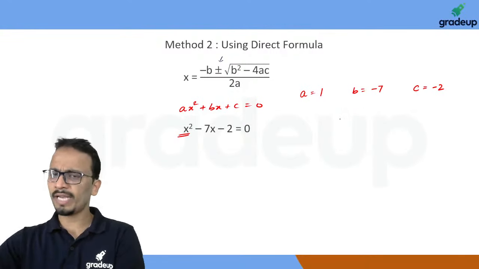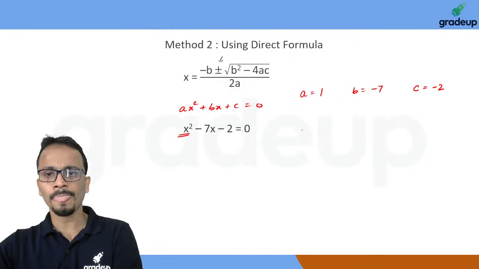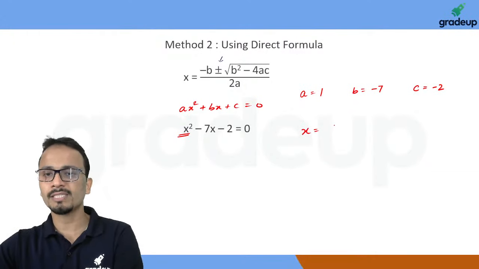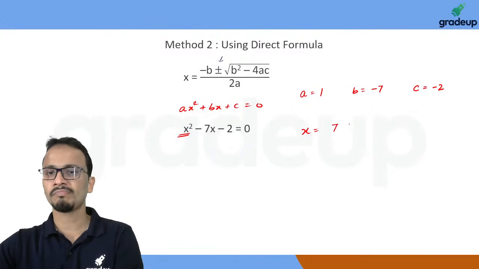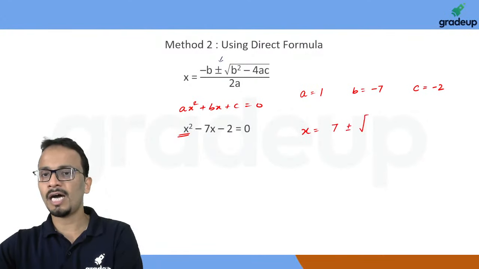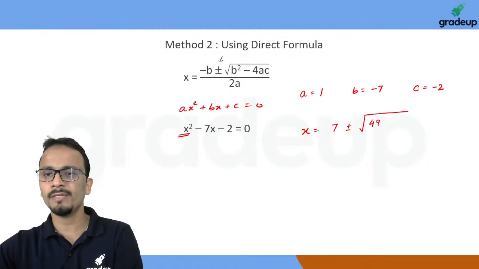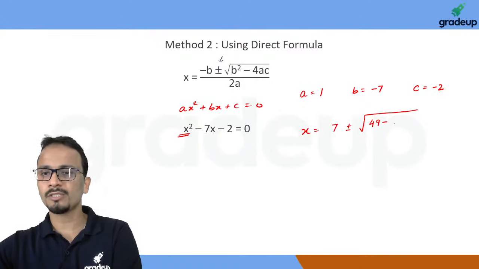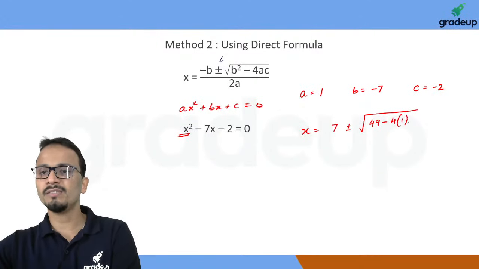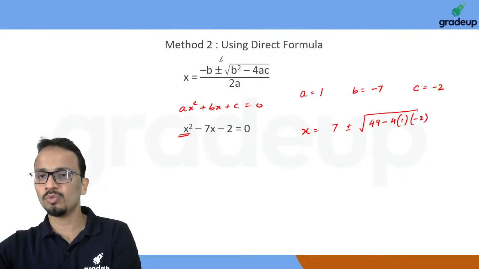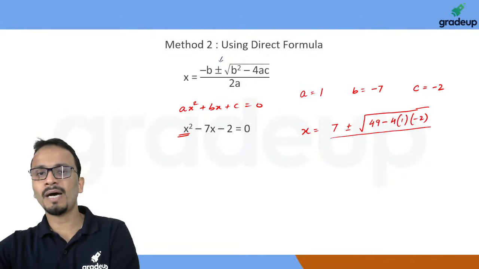Okay, so I'll try to write it myself. The value of x will be minus b, that is minus of minus 7, which will become plus 7, plus minus under root of b square. Minus 7 square is 49, minus 4 times a into c. So minus 4 times 1 and c is minus 2, divided by twice of a, 2 into 1.